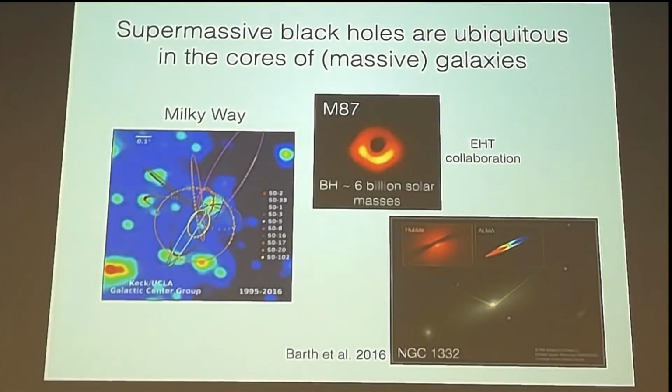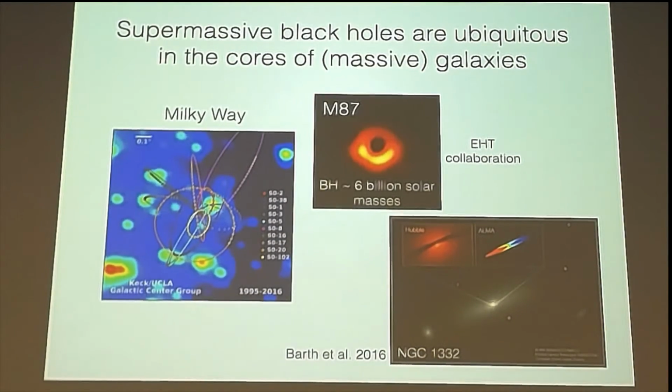Over the course of a couple of decades, people have tracked the orbits of individual stars at the center of our galaxy, and using that have been able to get a very accurate estimate of the black hole there of about 4 million times the mass of our sun. On the upper right there is the recent image from the Event Horizon Telescope of the black hole M87. So this is the shadow of the event horizon. That black hole is much more massive than ours, about 6 billion times the mass of our sun.